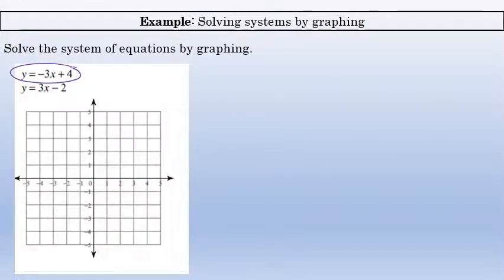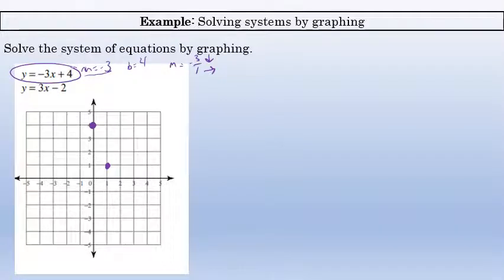The top equation, y equals negative 3x plus 4, has a slope, the coefficient of x, of negative 3 and a y-intercept of 4. Let's begin graphing this by plotting the y-intercept of 4. And because the slope is negative 3, or negative 3 over 1, I can find another point on the graph. I'm going to go down 3 units and to the right 1 unit to find the next point, another point on this graph.